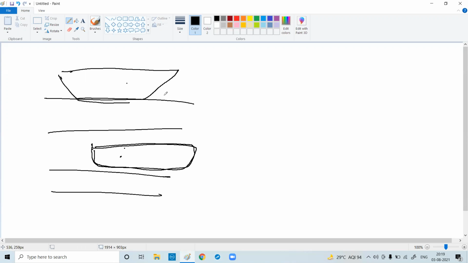If I say two objects are going in the water, one is a ship and one is a submarine, what is the difference you feel? Just tell me, give an idea. Anyone?